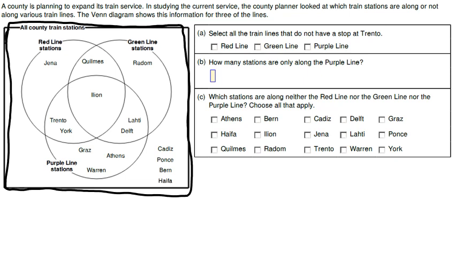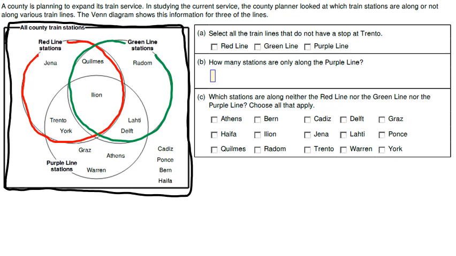So we have one set called the red line, and any and every station associated with the red line is contained within that circle. We also have a set called the green line. Any and all stations associated with the green line are contained within this set. We also have one more set, and that is the purple line. Any and all stations associated with the purple line will be contained in that circle.